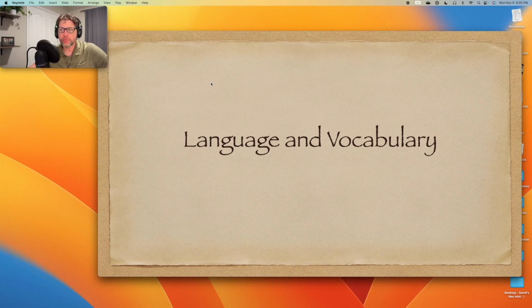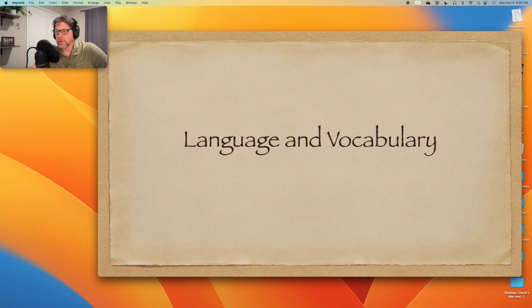Today I'm going to go through a slideshow that I'm going to be sharing with faculty at my school, and this covers a lot. So this is going to be sort of my practice as well as something that I can share out in other ways and to other people. So I'm calling this language and vocabulary.